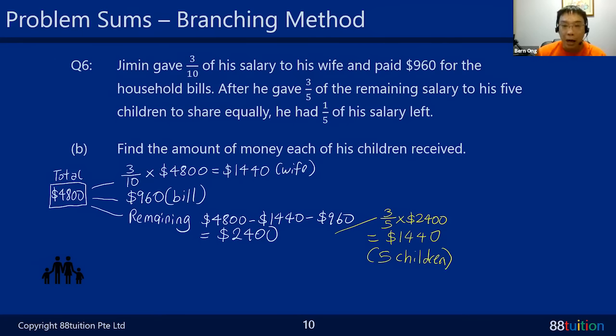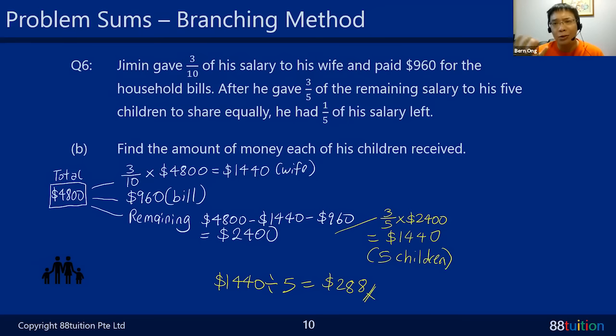You're looking for one child, right? So very easy. 1,440 divided by 5. That will be how much? Some of you already get the answer, right? 288. Hey, 288, not 576. Kevin? Yeah, 288, correct. So one child received 288.